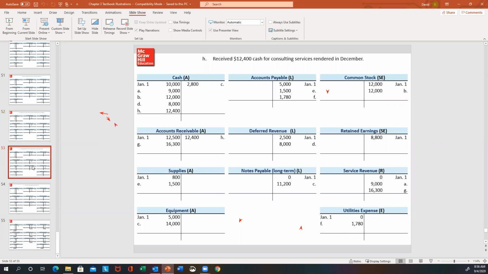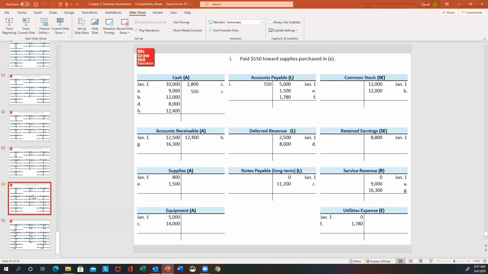All right, a couple more. Received $12,004 in cash for services rendered in December. So you can see here we've got the 12,400. I'm sorry, this is just a collection of cash, I received the cash. So this is just a collection on account. So you're just shifting it from your accounts receivable. So they're collecting from your credit client. So 12,000 for debit to cash and then credit to accounts receivable.